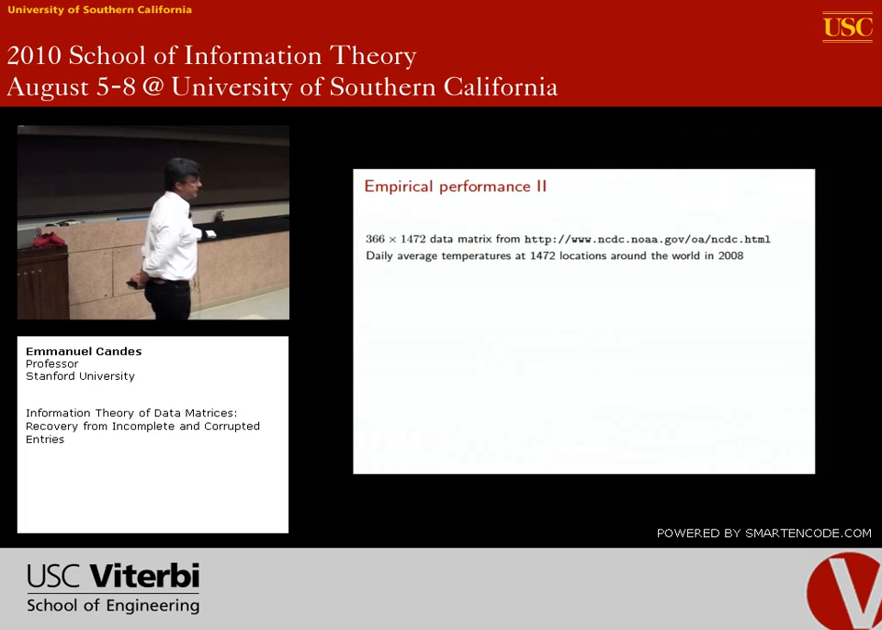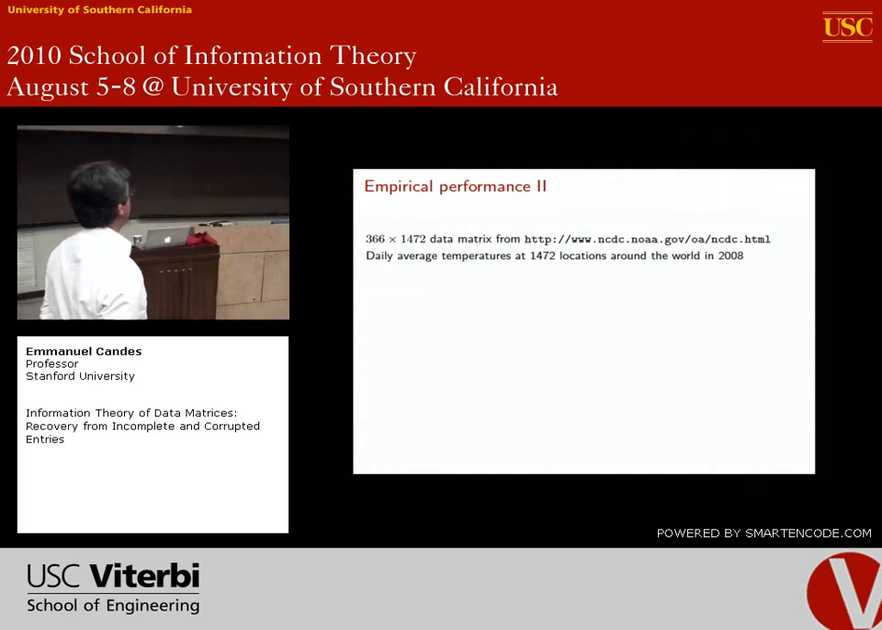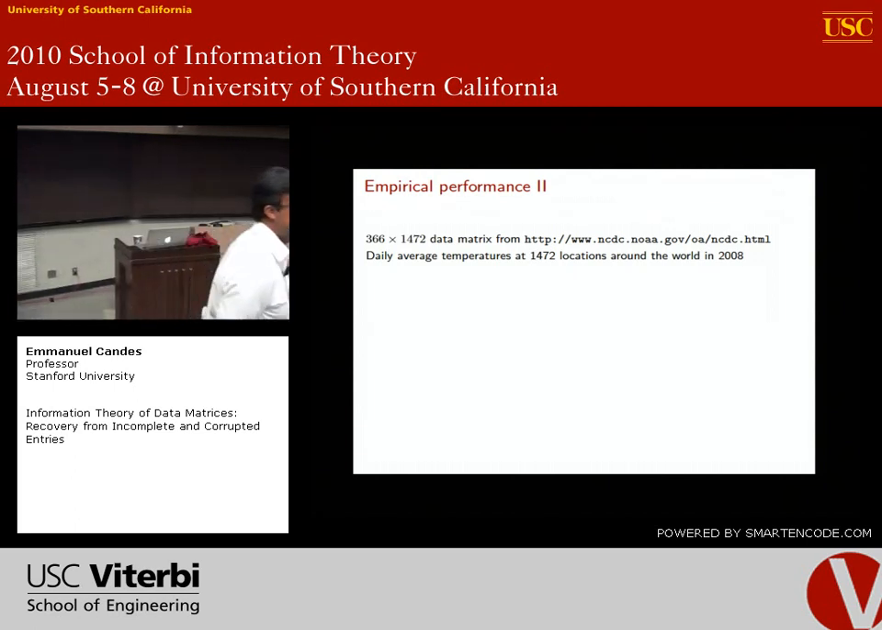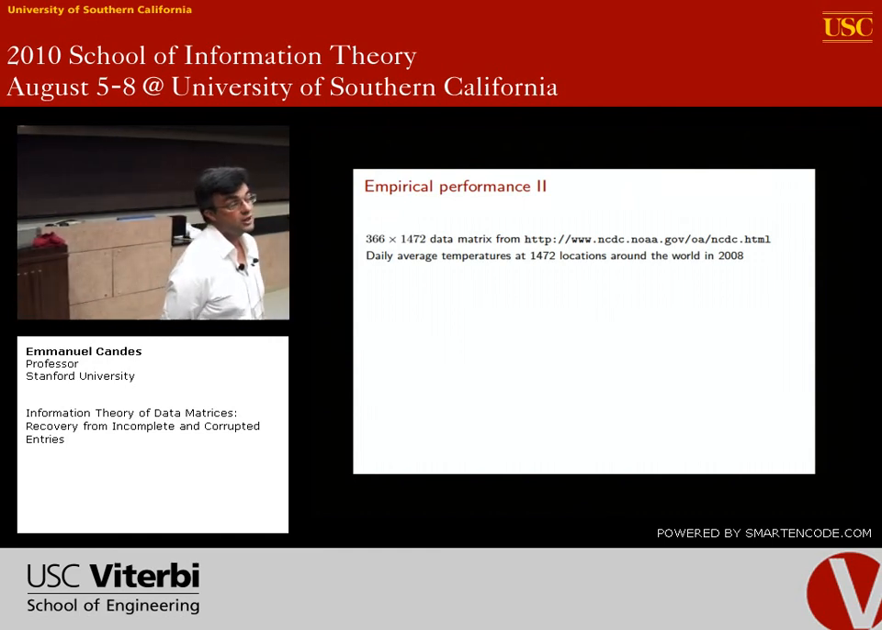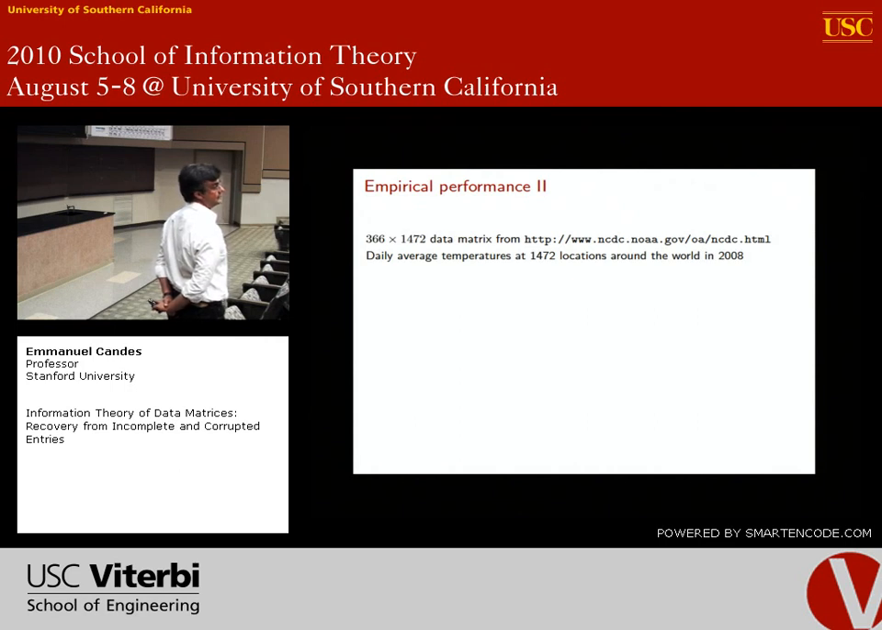When you try this on real data sets, for example, just as a toy example, we took a data set on the web of temperatures around the world, daily averages at 1472 locations around the world in 2008. Any reason why we took a data set that looks like this? Because of course it's low rank. What should be roughly the rank of this matrix? Ideally, it should be something like 2, right?